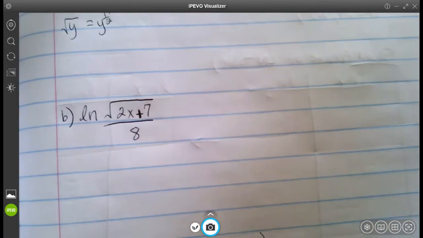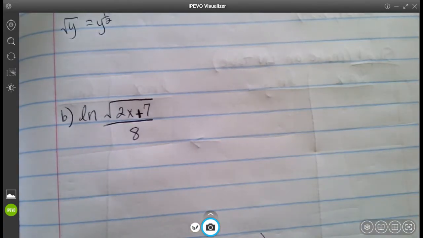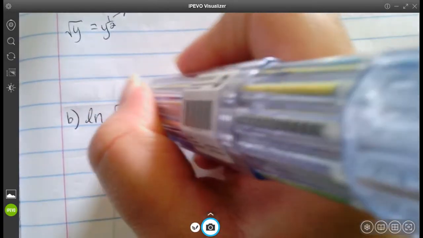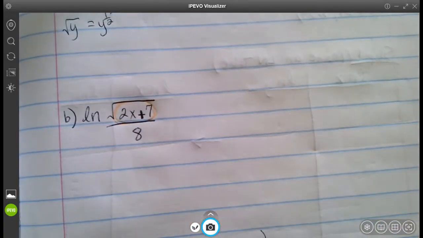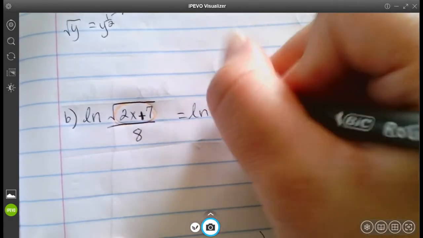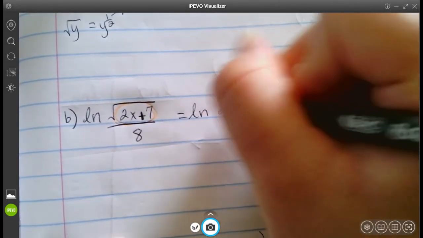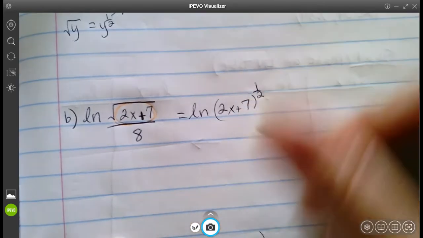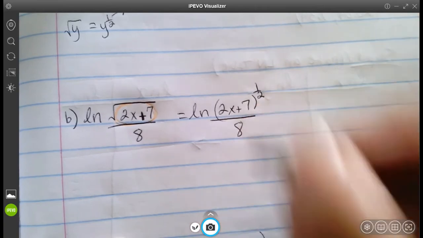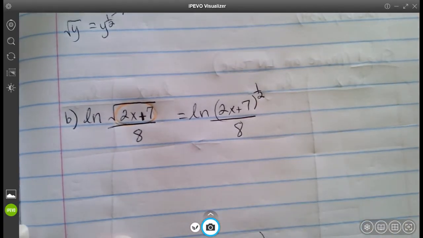This basically, let me color code it. This right here is like one term. This is going to stay together. The 2x plus 7 are just going to move along together. Okay, so let's rewrite it this way first. So ln of 2x plus 7 to the power of 1/2, because remember the square root is a 1/2, all over 8. So I just rewrote it so we can see it a little bit differently.